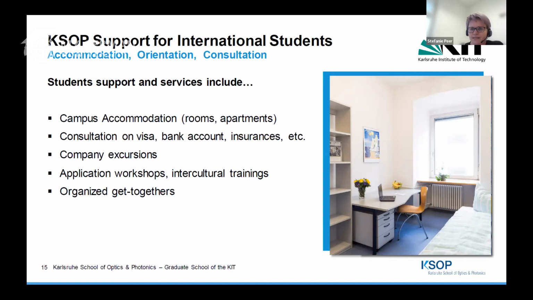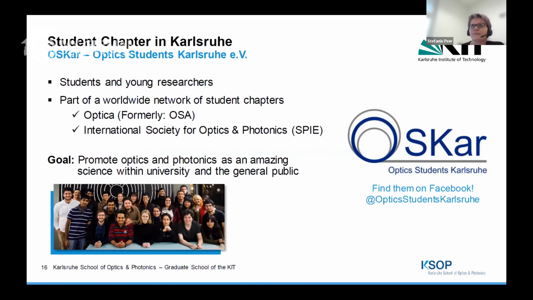There are some intercultural trainings, because there are some things that are different between different countries, and we also organize get-togethers for you with other students from previous years or the new students, depending on which part of the degree you are in. We also have a student chapter of SPIE. It's called Oscar Students, Optics Students Karlsruhe. They are a network that promotes optics and photonics, both within the university and to the general public. You can find them on Facebook, also all they offer and all activities they offer.